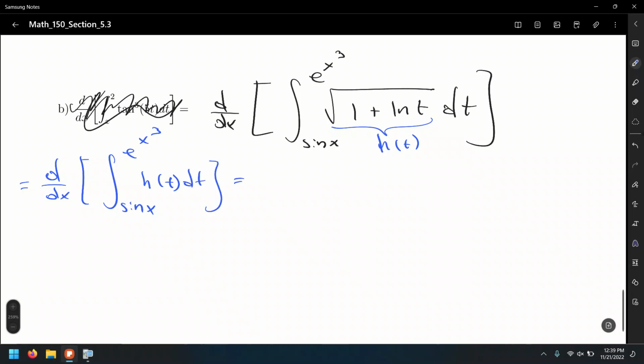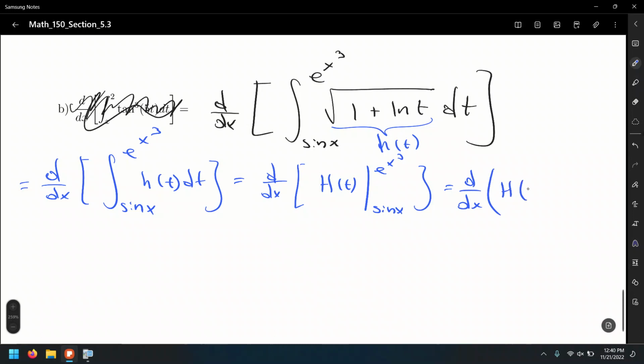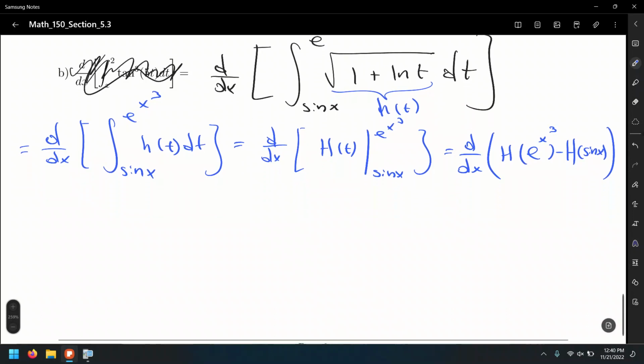Well, it doesn't matter whatever h of t is. Integrate little h, turn it into big H of t, and use the first fundamental theorem to evaluate that from sine x to e to the x cubed. So that'll be d/dx of big H of the upper limit, e to the x cubed, minus big H of sine x. Let's take the derivative of these two terms. Let me distribute the derivative operator: d/dx of H of e to the x cubed minus d/dx of big H of sine x.